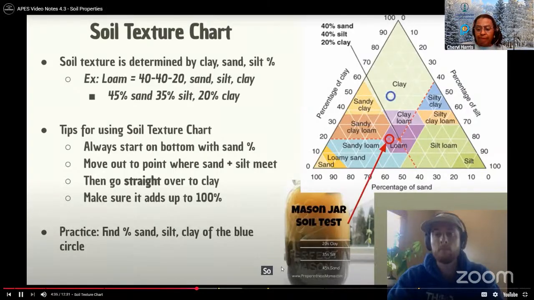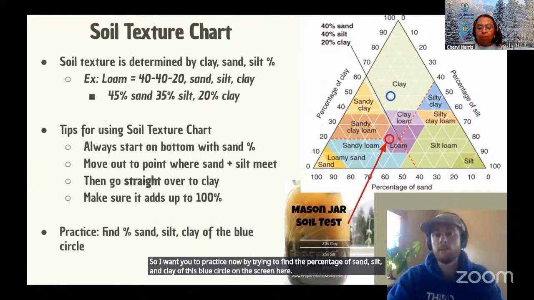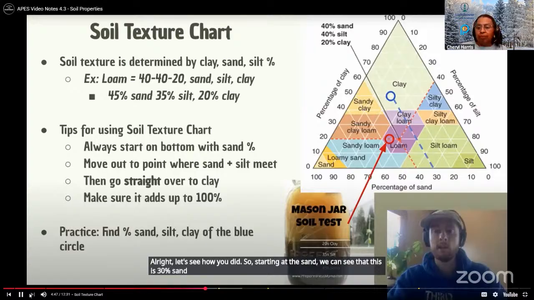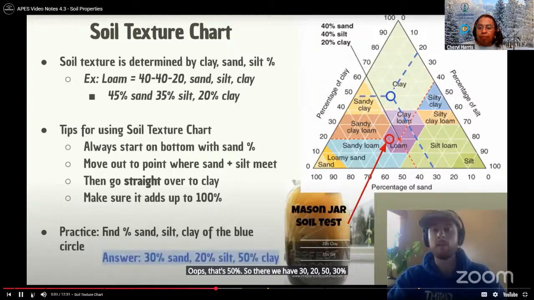So I want you to practice now by trying to find the percentage of sand, silt, and clay of this blue circle on the screen here. All right, let's see how you did. So starting at the sand, we can see that this is 30% sand. And remember, we want to go out to the percentage of silt on a diagonal, which would be 20%. And then we want to go straight over to find the percentage of clay, and that's 50%. So there we have 30% sand, 20% silt, 50% clay.